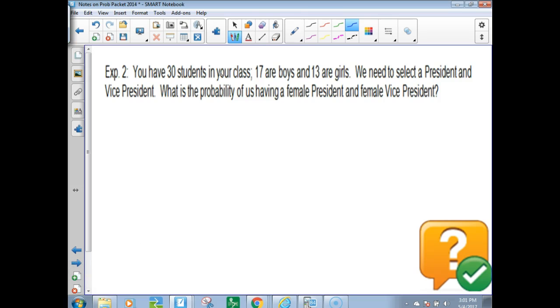Okay, you have 30 students in your class, 17 are boys and 13 are girls. You need to select a president and a vice president. What's the probability of us having a female president and a female vice president? So females, there are 13 girls for the president out of a total of 30 kids. Once you get that first selection for president, how many girls are left to choose from?